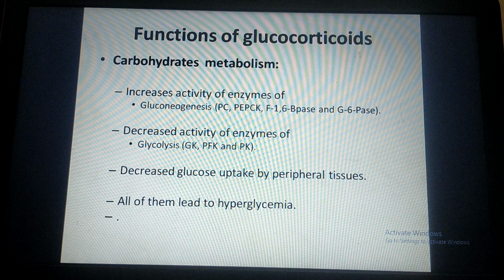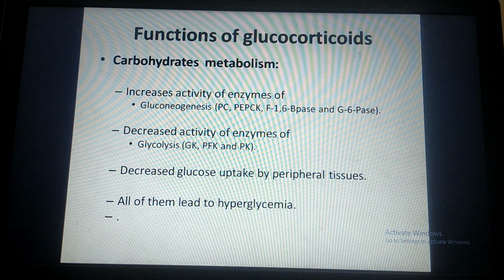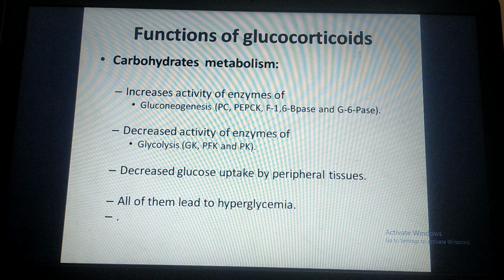on carbohydrate metabolism. Glucocorticoids generally increase the blood glucose level, which is called hyperglycemia, by various mechanisms. And the first and important mechanism is gluconeogenesis, means formation of new glucose molecules from non-carbohydrate source. And how do they stimulate this? By stimulating the enzymes of this pathway.